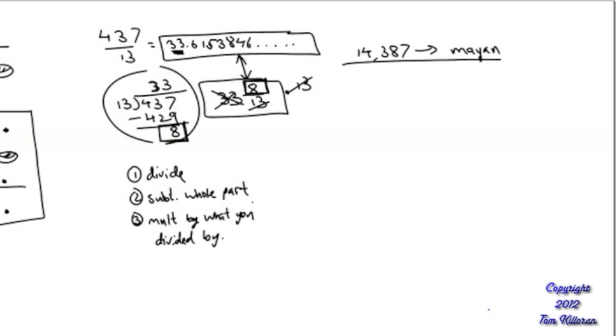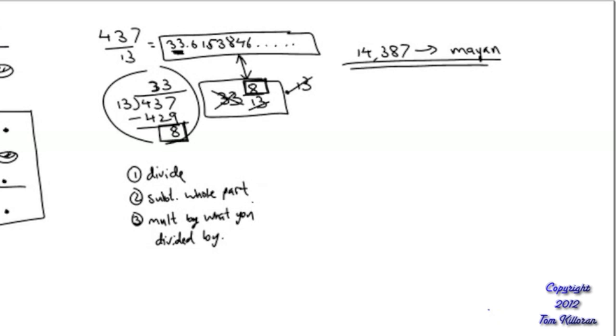Mr. Flores, is this supposed to be the shortcut? This is the shortcut. I'd rather draw the pictures. You can't draw the pictures until you get the numbers. I'm going to do 14,387. I want to change it into a Mayan numeral.